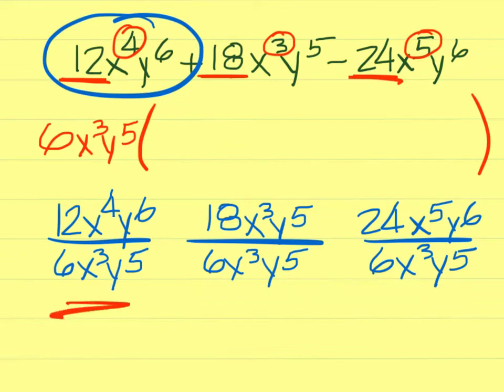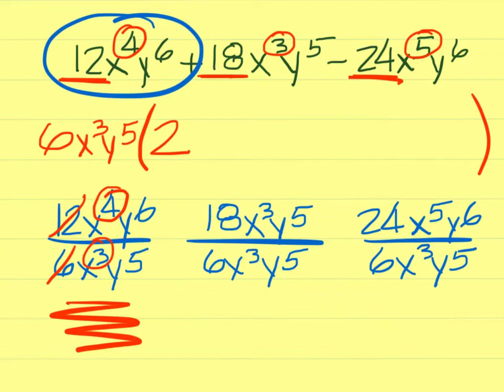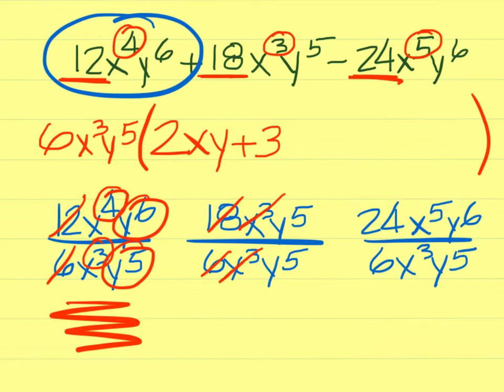On the first one over here, 12 over 6 is a 2. And then you have x to the fourth over x to the third. When you subtract the exponents, you're just left with x to the first. And for y to the sixth over y to the fifth, you're left with a y. And then on the next one, you have 18 over 6, that's 3. What happens to the x's? They cancel. And what about the y's? They cancel too, so they're gone. You're just left with a 3.